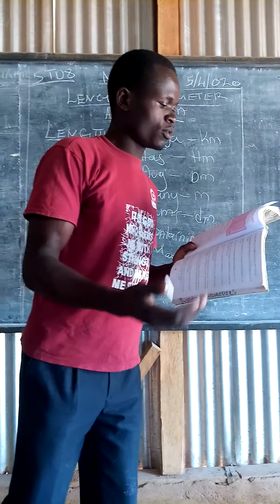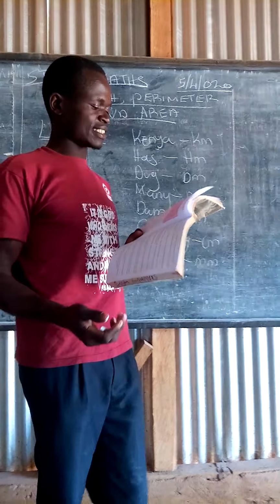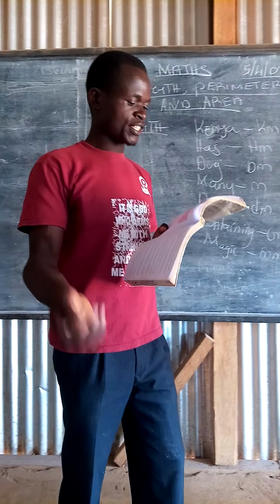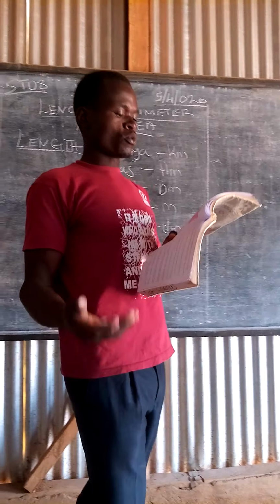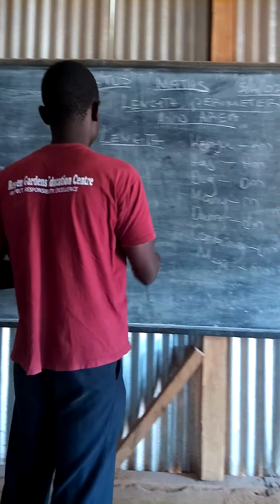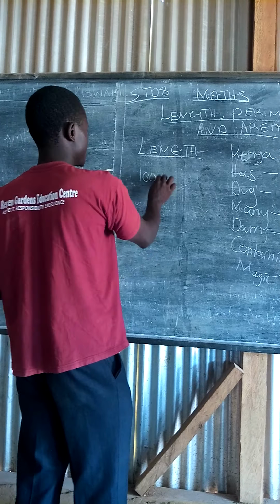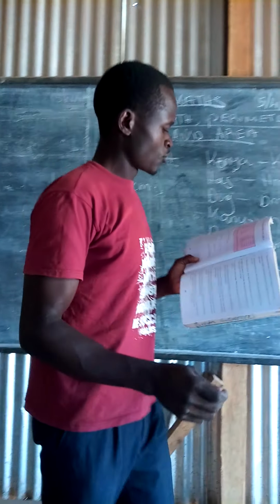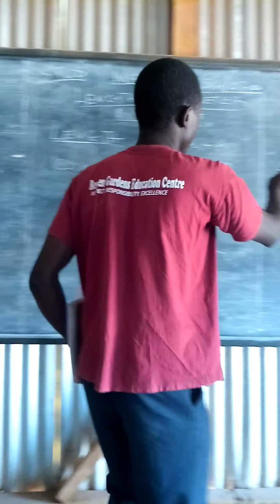Here with us, we are given some questions to convert in decimeters. Some are in centimeters, some are in meters, some are in millimeters, but we are told to convert them into decimeters. For example, if you are given a question like convert 100 centimeters into decimeters.